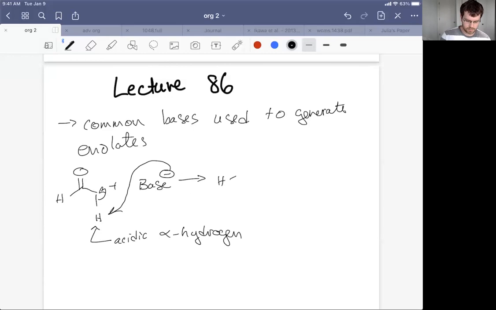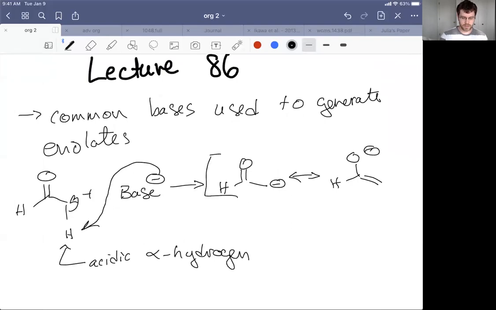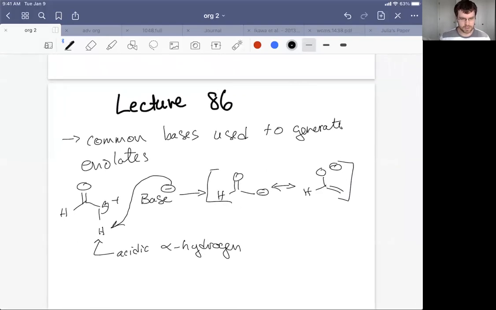And when we do that, we get this structure, which can be shown as two resonance structures. The one on the left is a little bit more helpful for the class. The one on the right is a better resonance depiction. Sorry for the zoom in there. Okay. So what bases do we use?